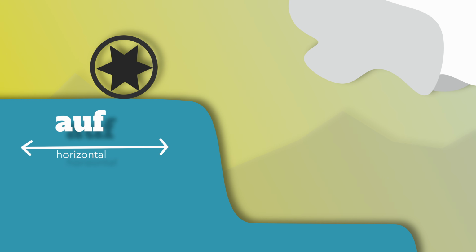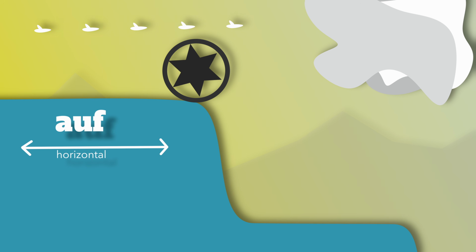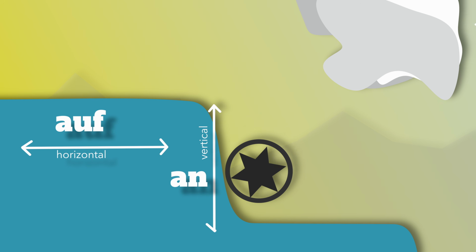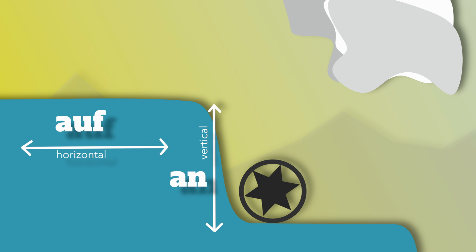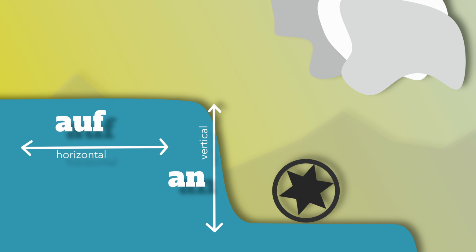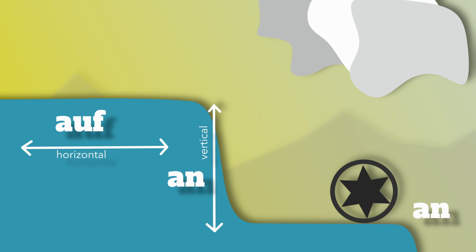Let's start with physical location. We'll use auf if we're talking about a location on a, well, more or less horizontal surface, and an if the location is either on or next to a surface or an object that's, well, more or less vertical, or maybe the end of something or the edge of something. Let's check out some examples so it just makes a little bit more sense.